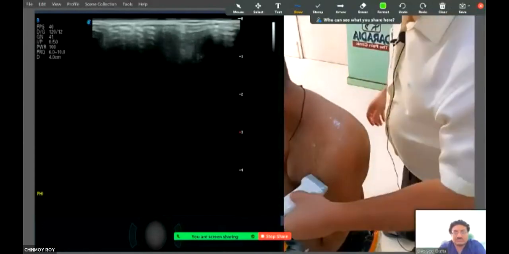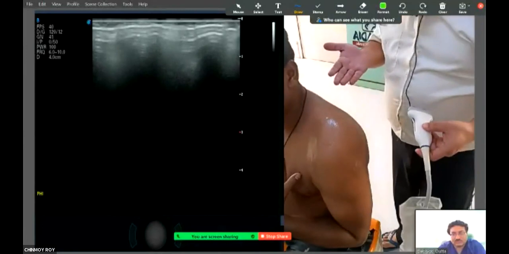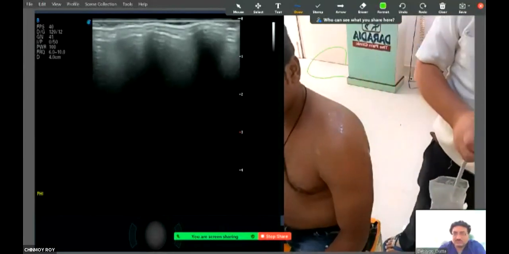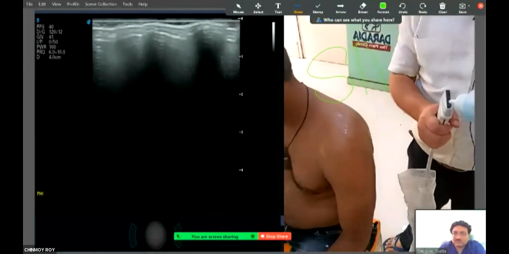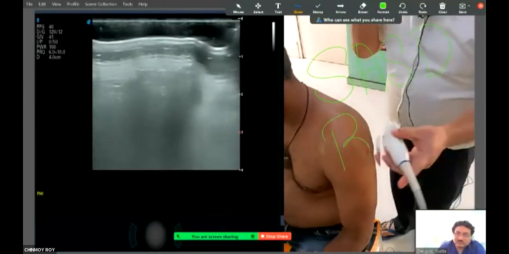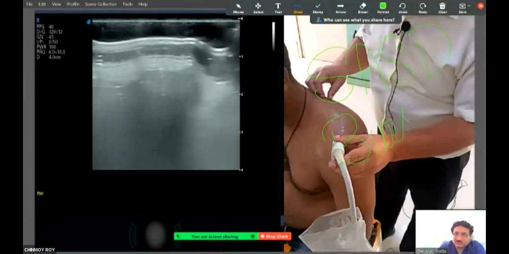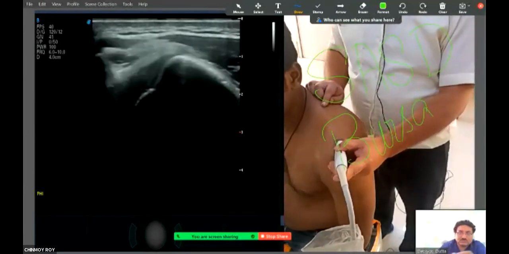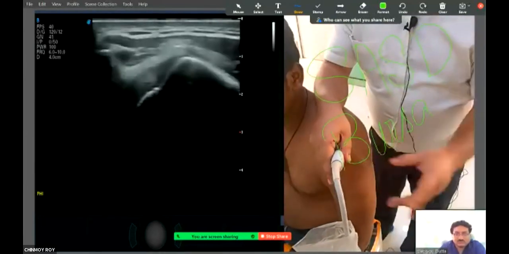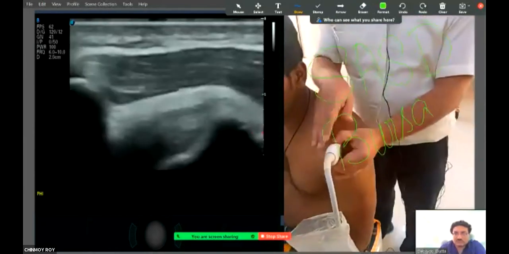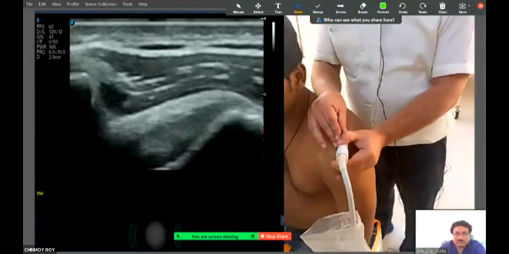Okay, now let me show you another important thing, the subacromial subdeltoid bursa. So where is the location of the bursa? We will see the supraspinatus tendon, because ultimately the supraspinatus is in the subacromial space. I will decrease the depth. So you understand this area.